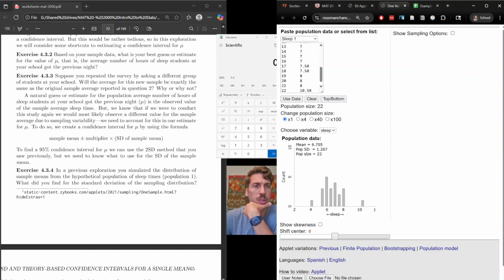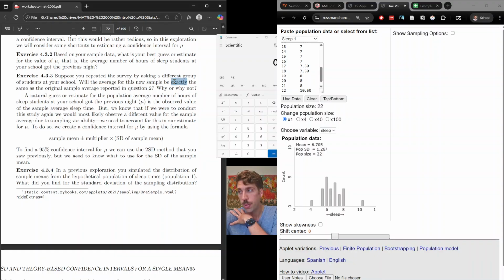Number 3. Suppose you repeated the survey by asking a different group of students at your school. Will the average for this new sample be exactly the same as the original sample? Why or why not? The keyword for that question is exactly. So you're answering a question that has the word exactly in it.